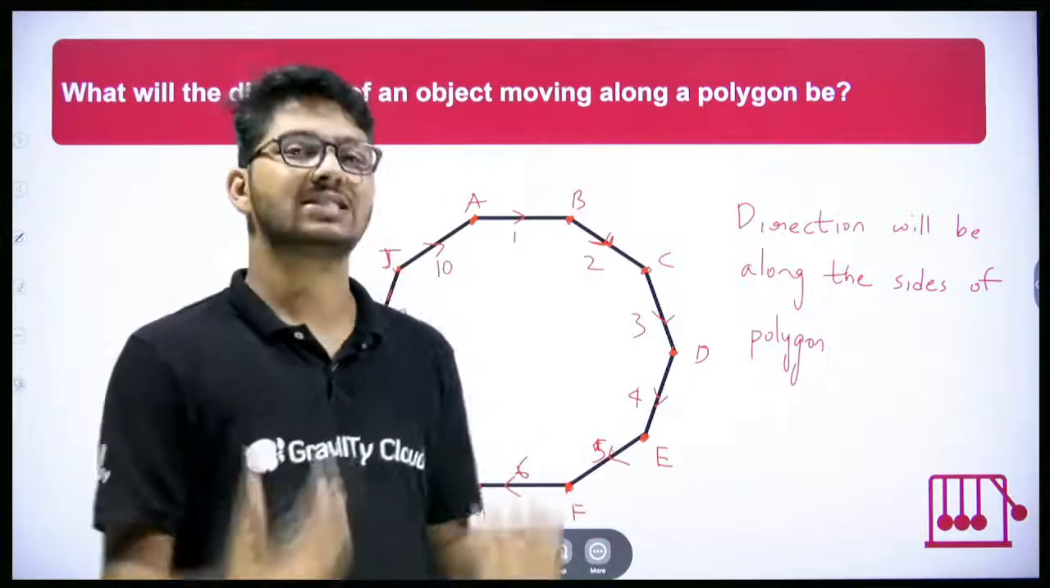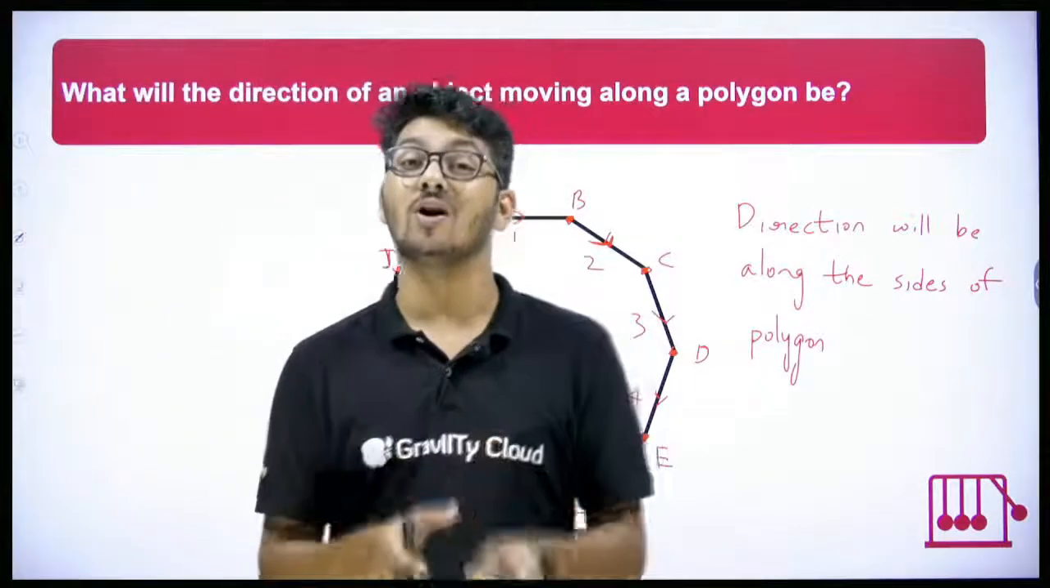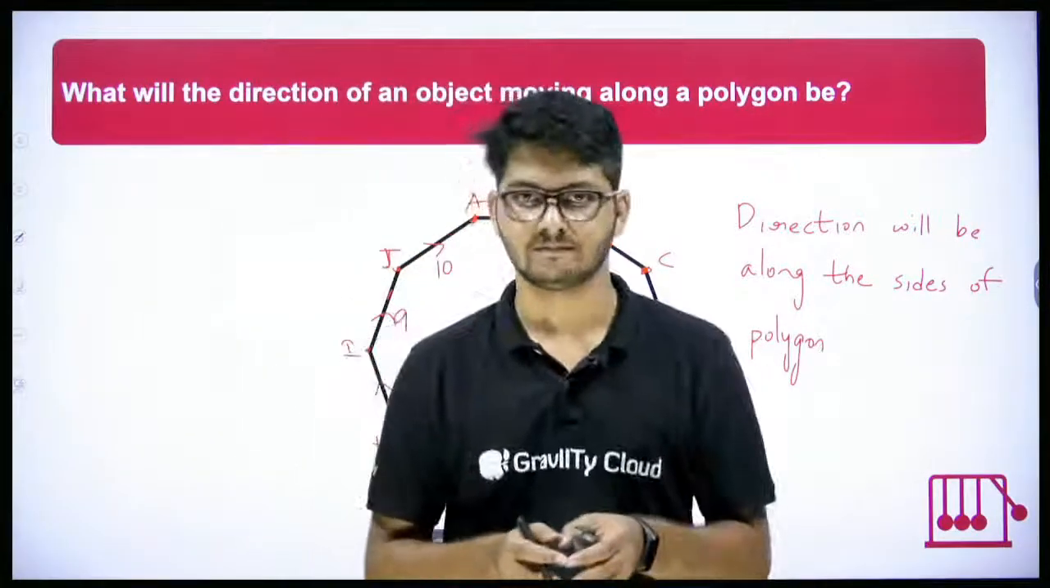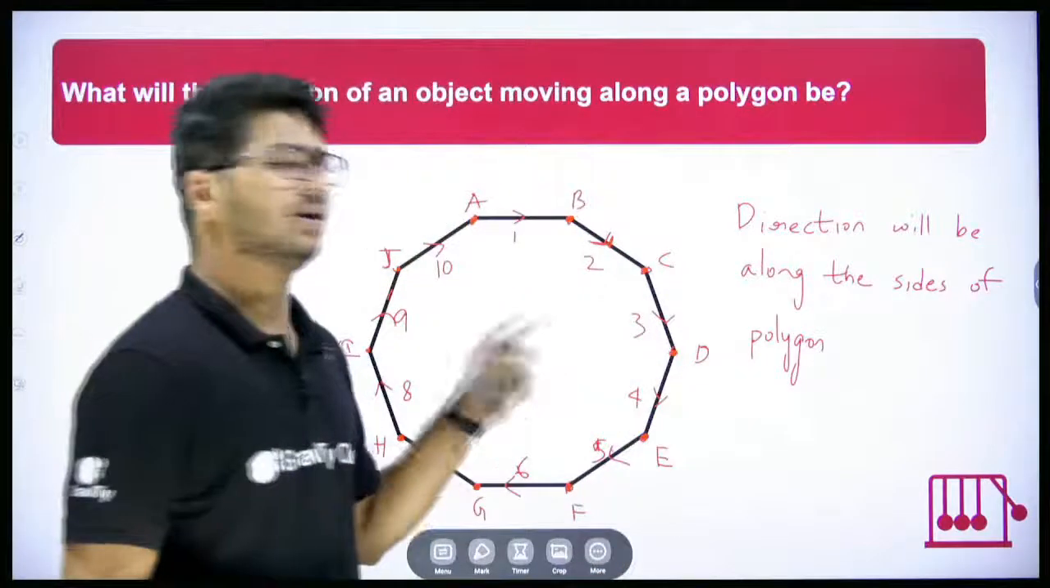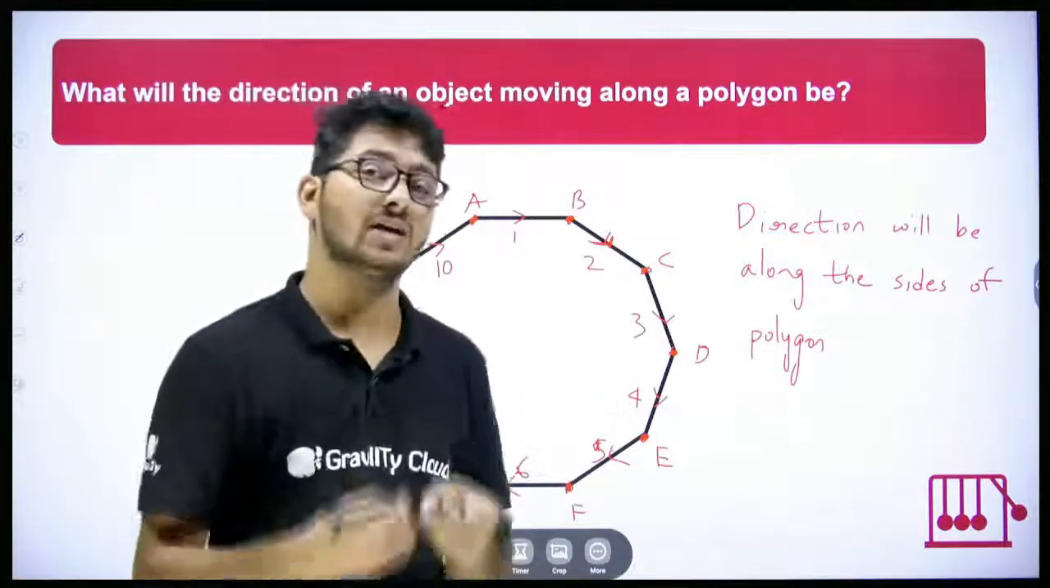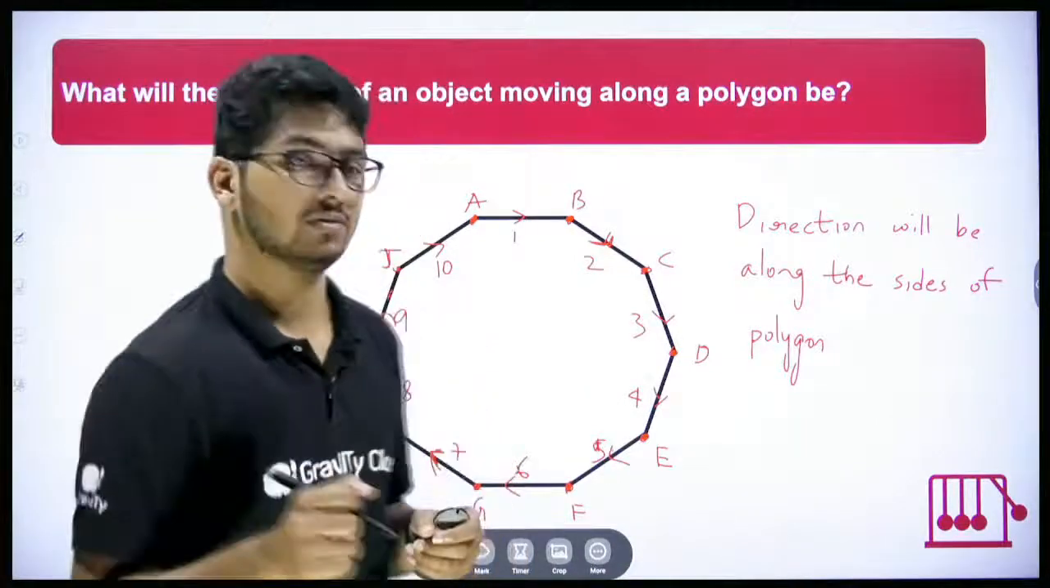It will depend on the shape. So direction will be along the sides of the shape. Simple in the case of a polygon. Clear? So just remember this point. Based on this, we will find out the direction in circular motion. We will go into that.